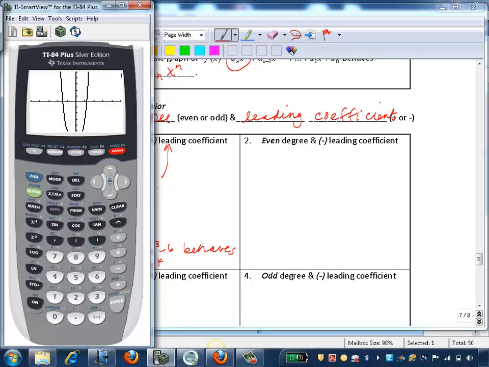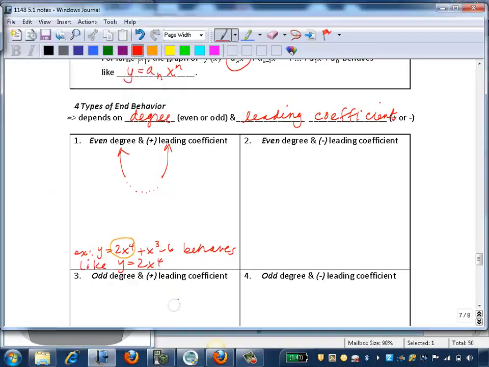So there's the original, 2x to the fourth plus x cubed minus 6, and here's just 2x to the fourth, the power function. We can see they're different in the middle, but on the ends, they're both going to look like parabolas opening up. That's end behavior. This is when it's an even degree, fourth degree, and a positive leading coefficient, +2.